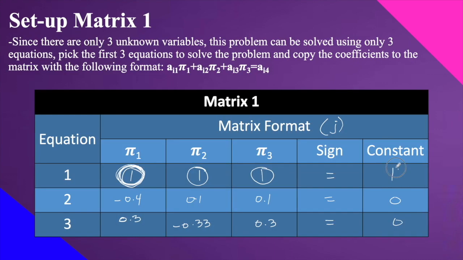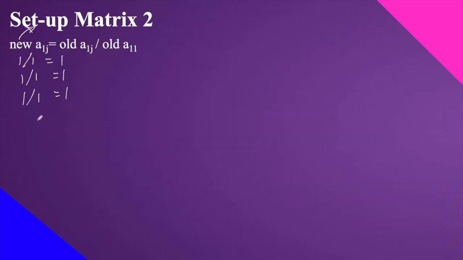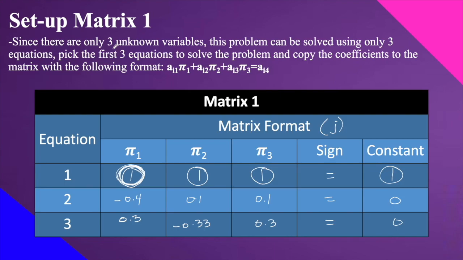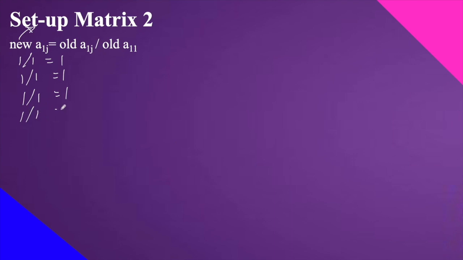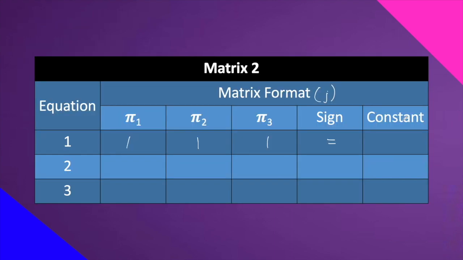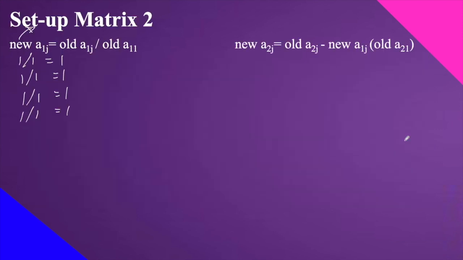Then for the constant natin, ayun pa rin yan. Old A sub 1j, ito na po tayo, 1, divided by the old A sub 1, 1. Ito divided by dito. 1 divided by 1 equals 1. So let's write it here, constant 1. Okay? So, ganyan lang.